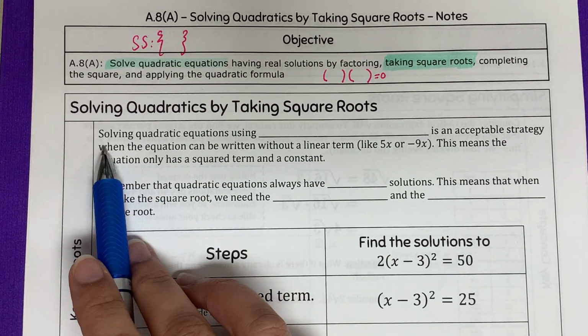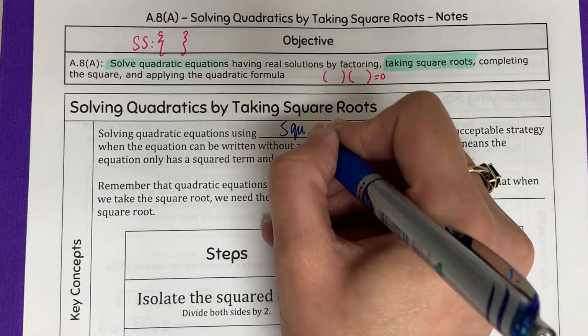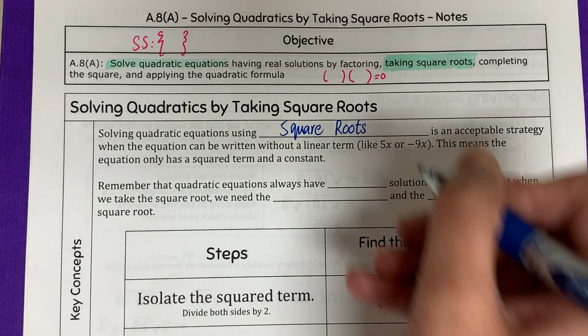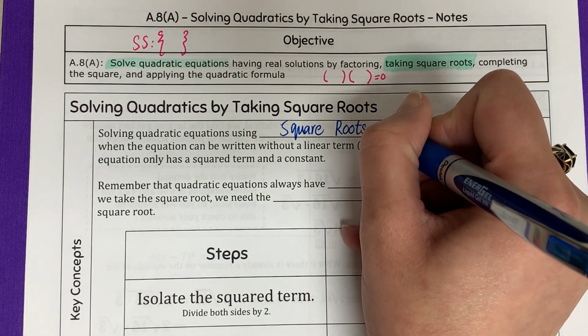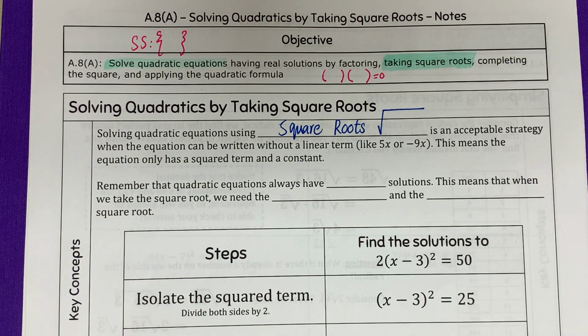So let's fill in the blanks. Solving quadratic equations using the square root method. Square roots mean, this is what is called a square root. It's also a symbol on your calculator, but this is what is called a square root.